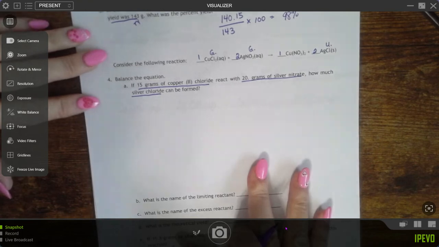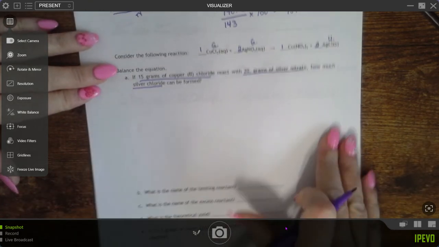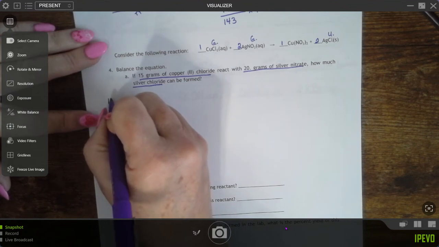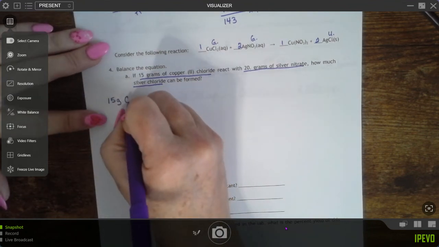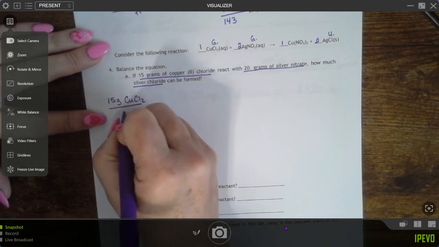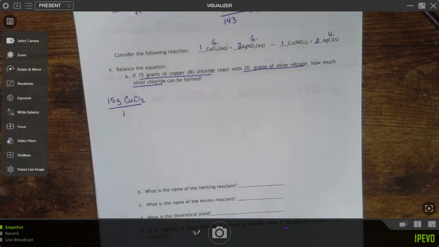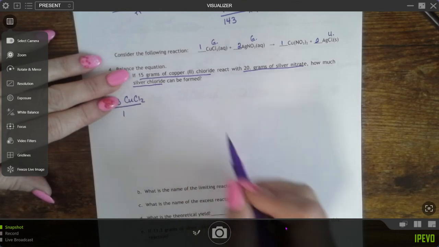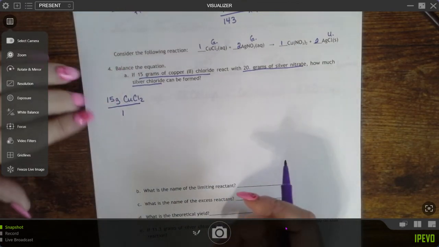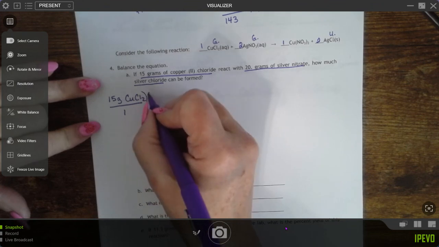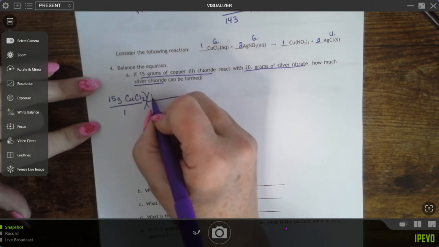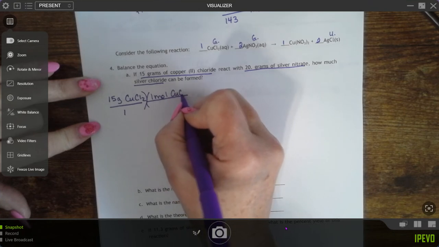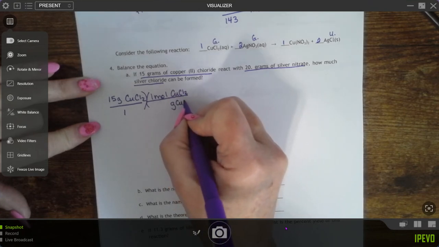Okay, so we're going to do two calculations. 15 grams of copper 2 chloride, CuCl2. I noticed some of you, when we were doing this in class, when I was walking around, did what I just did. You read 15 grams of copper, and you forgot to follow through and see that it's copper 2 chloride, which will make your calculation way off. Okay, so step 1, we have to go from grams of copper chloride to moles of copper chloride.